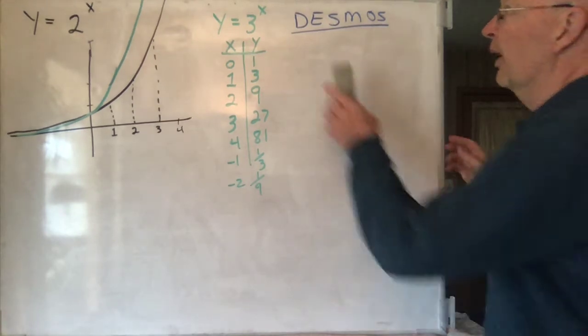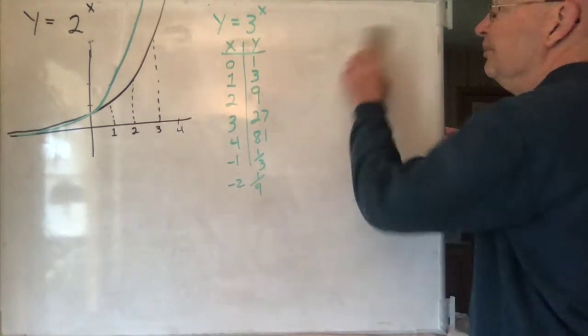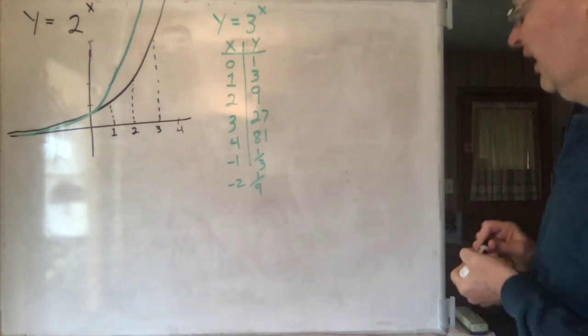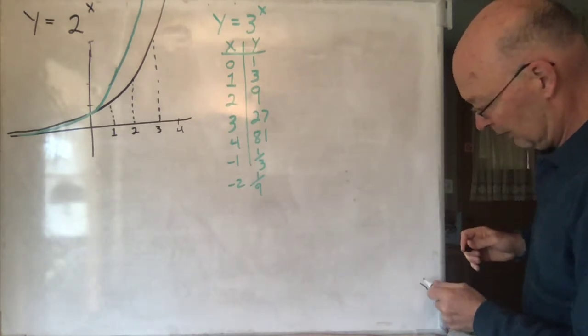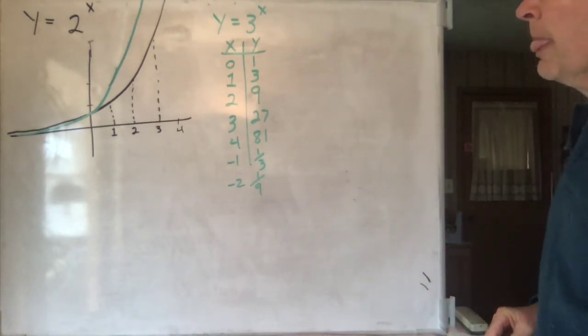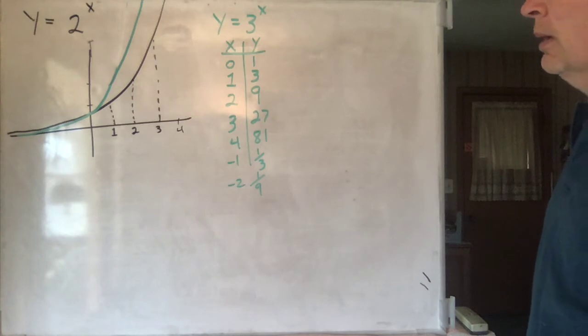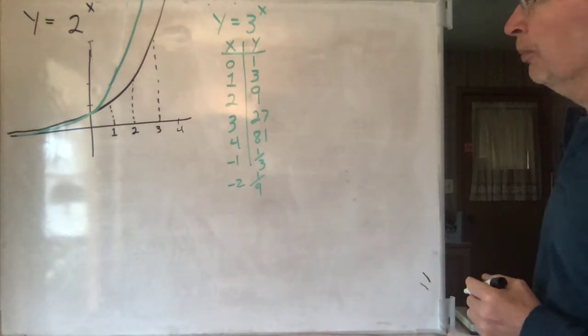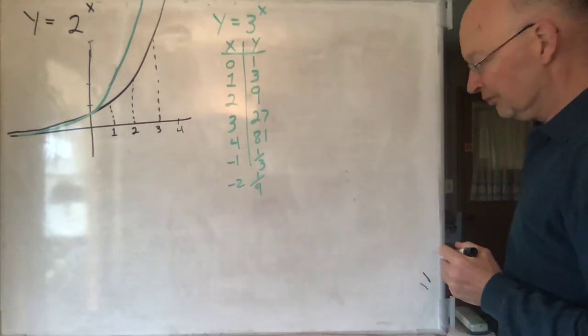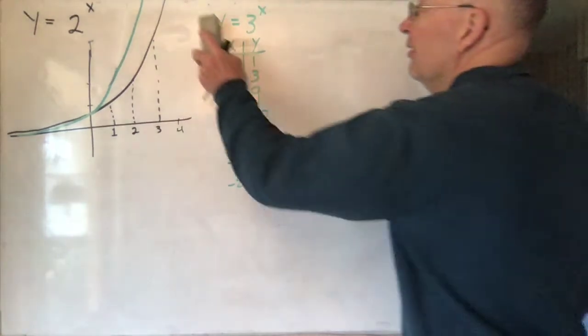Anyway, you can get graphs of these graphs here. So that's 2 to the x. Or that's 3 to the x, rather. Now, I want to take just a little break, and this is going to lead to the next graph we're going to put on here. Get rid of this.